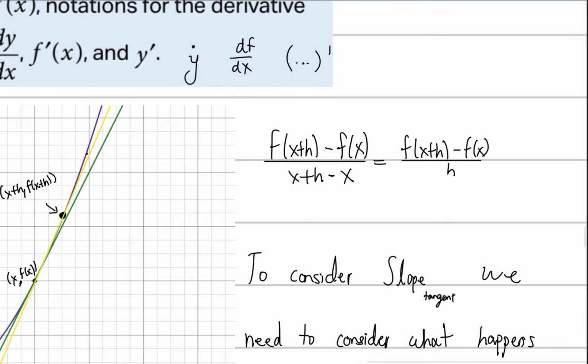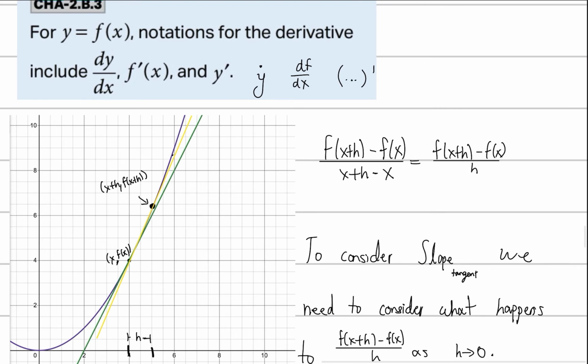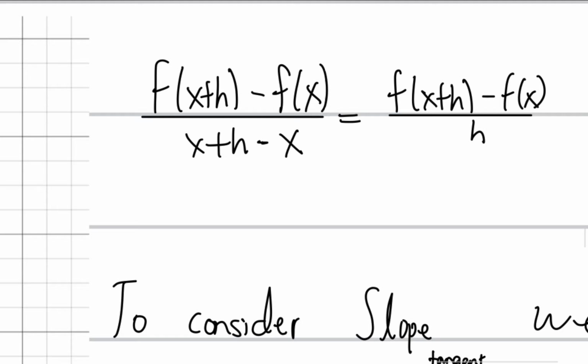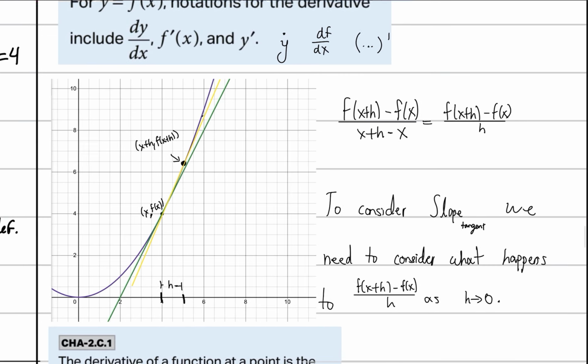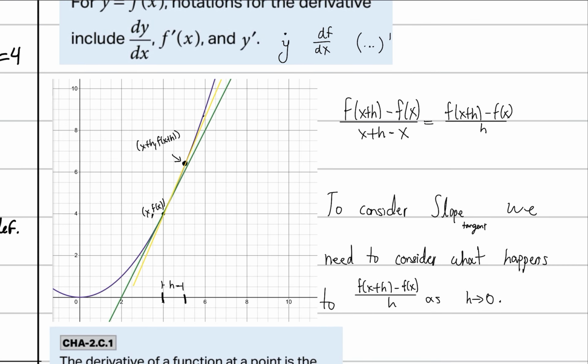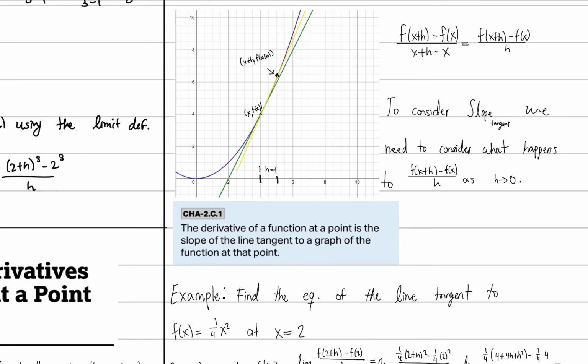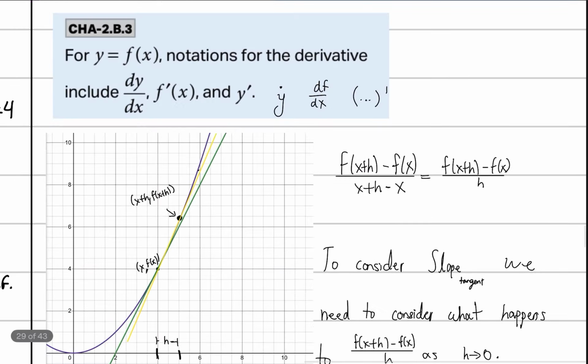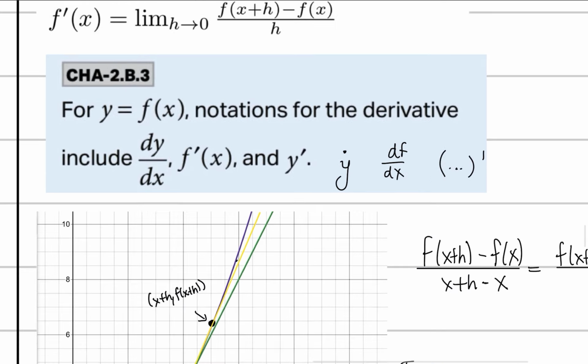And of course, if we take our average rate of change formula, which I'm going to use, we're going to get the difference quotient. To consider the slope of the tangent line, we need to consider what happens to the difference quotient as h approaches 0. Now we know limits, thanks to unit 1. And we need to know that this is just saying the limit as h approaches 0 of that. So that's how we derive it.